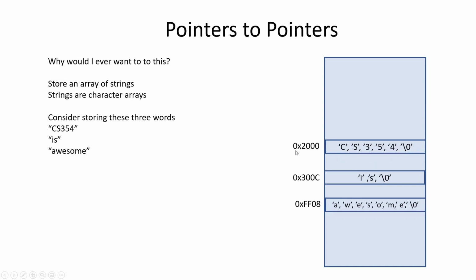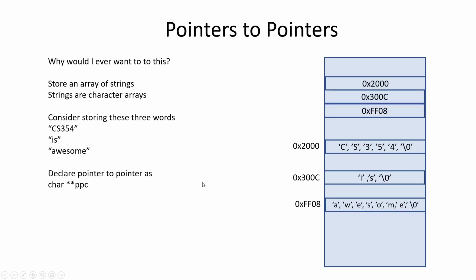So the next available memory address will be 0x2006. And then the next word is, I stuck that at 300C, so we need IS and the null character. And then the final word, awesome. I think my demo has some exclamation marks on there, but they didn't fit in this little box, so I took them off. We'll see that in a second. AWESOME, and then the terminating character. So I've just got those three strings in memory.